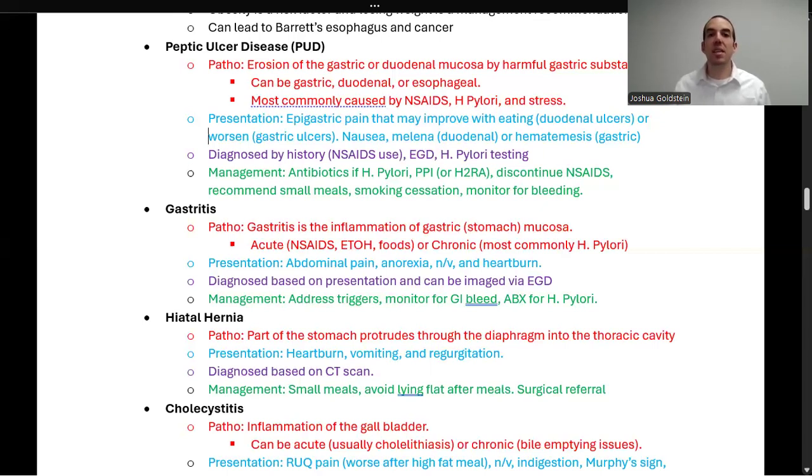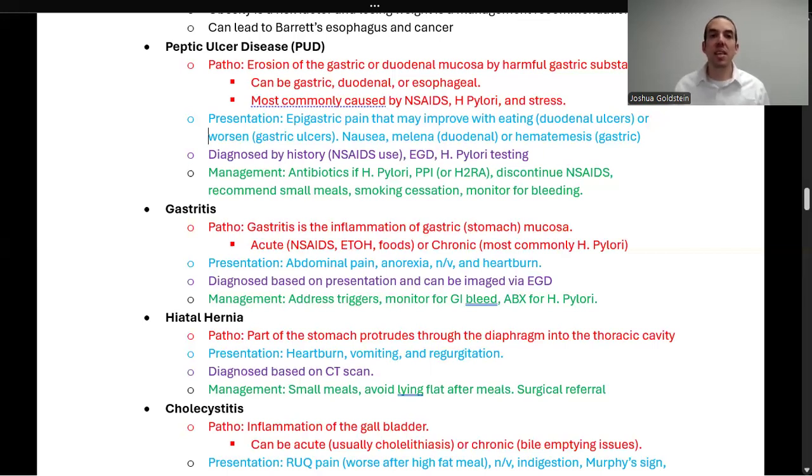The presentation of this is going to be epigastric pain. Sometimes it's better with eating for a duodenal ulcer. Sometimes it's worse with eating for a gastric ulcer. It can also cause nausea. If it's getting really bad, to the point that the gastric acid has burrowed its way and dug a hole all the way through tissue into blood vessels, we can end up with melena, which is blood in the stool, or hematemesis, which is blood in vomit.